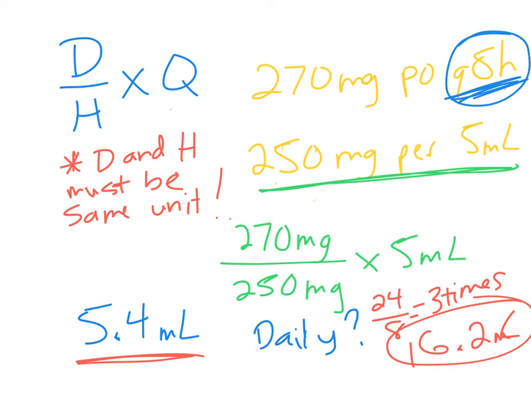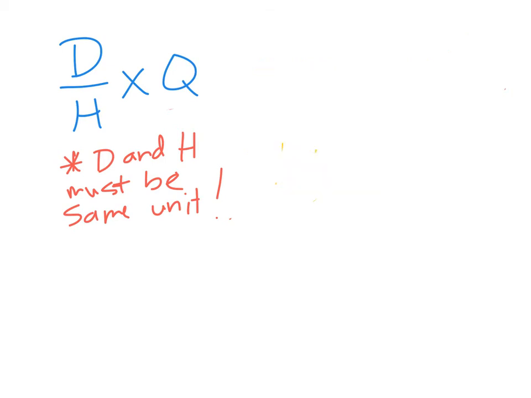Okay, so that's what's happening in these liquid medications. These are all still oral dosages. We're still looking at the D over H times Q formula, still making sure that D and H are in the same unit. If they're not, we're going to have to do some converting of those.